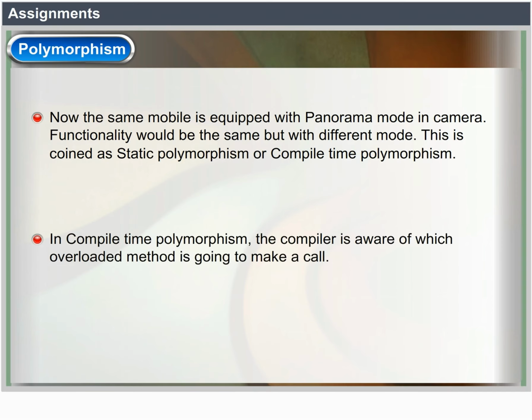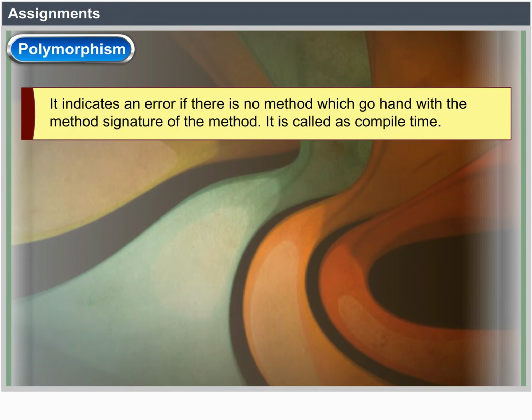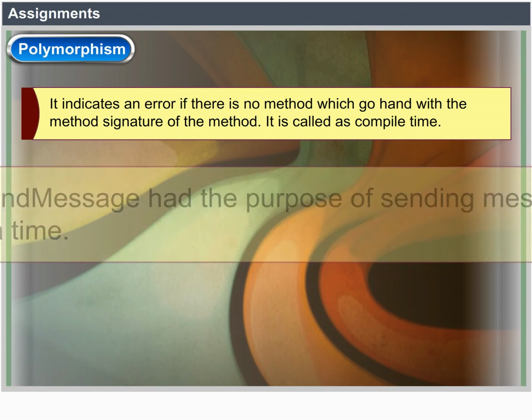In compile time polymorphism, the compiler is aware of which overloaded method is going to be called. The compiler checks the type and number of parameters passed to the method and decides which method to call. It indicates an error if there is no method which goes with the method signature. It is called compile time.